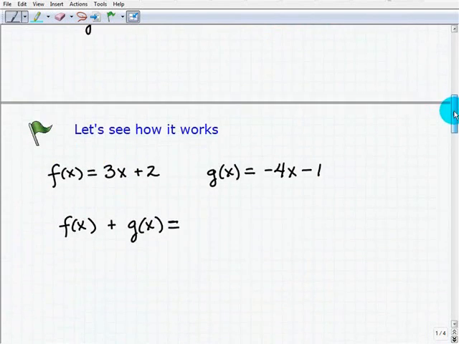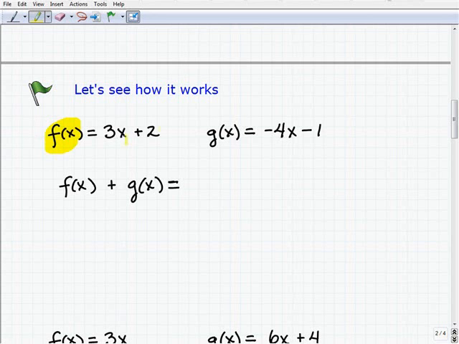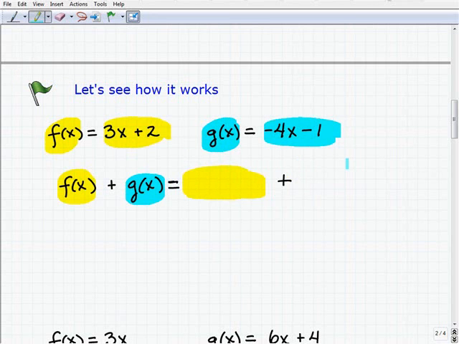But let's go ahead and actually do some examples now. This is our first problem. f of x and g of x are defined, and I want you to go ahead and add them. Take a moment and set this up. We have f of x, which is 3x + 2. I'm going to add it to g of x, so you're going to want to write that function f of x there, and we're going to add it to the function g of x. And g of x is equal to -4x - 1, so you're going to want to write that there. Once you've substituted in the values of these functions, you want to simplify.